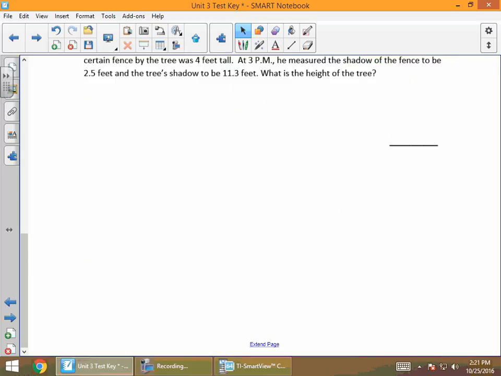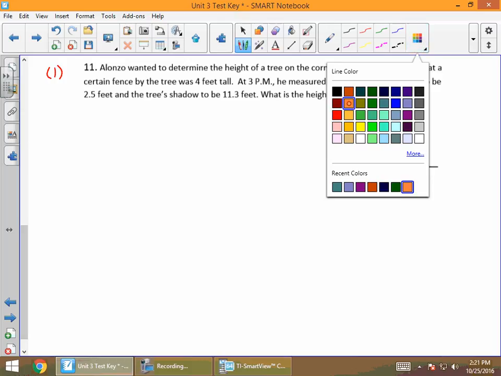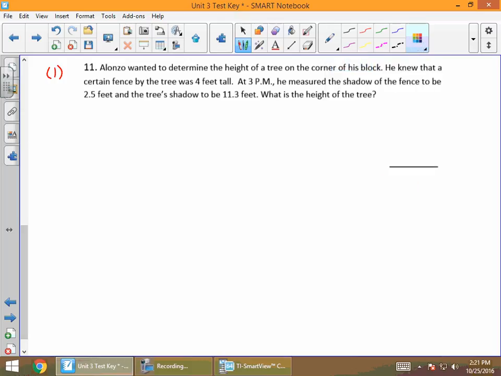All right, and then number 11, last one on this page. Alonzo wants to determine the height of a tree. This is worth 1 point. Alonzo wants to determine the height of the tree at a certain time of the day. This is the indirect measurement stuff that we took a look at. So we're going to have 2 triangles. This is the triangle of the tree and the tree's shadow. This is the triangle of the fence and the fence's shadow.